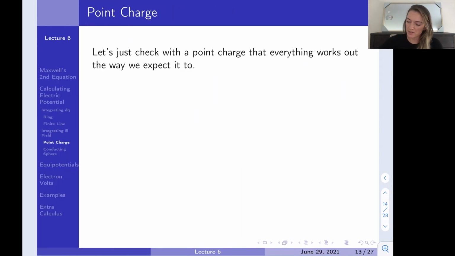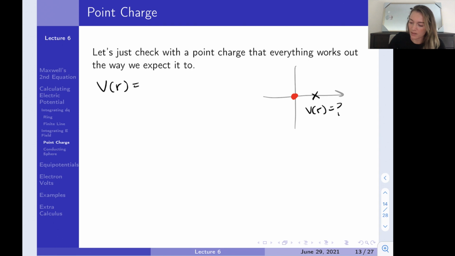All right, so let's do an example. This is a very simple example. Let's say we just have a positive point charge sitting at the origin, and we want to find the potential at some point r, some distance away from it. Now, we already know what the potential of this point charge is since I gave it to you in the last lecture, but let's just check that it's consistent with the integral form that we have.